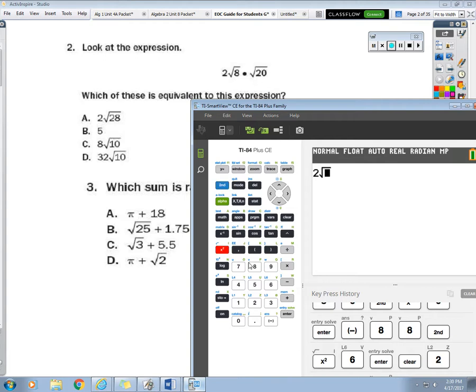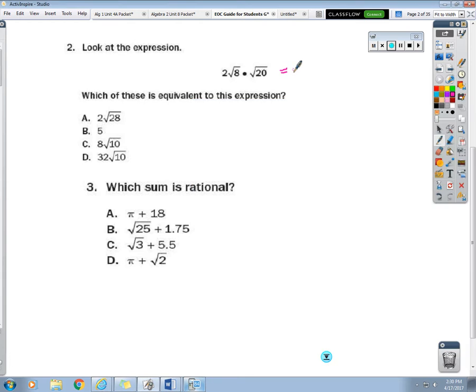2 square root of 8, and then arrow over to come out from under that radical before hitting times the square root of 20. And that gives you a value of 25.30. Which you obviously know is not the same number as B. Okay, 25.3 and 5 are not equal. Now type in 2 square roots of 28.